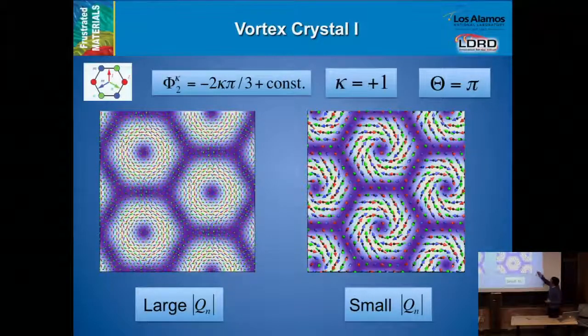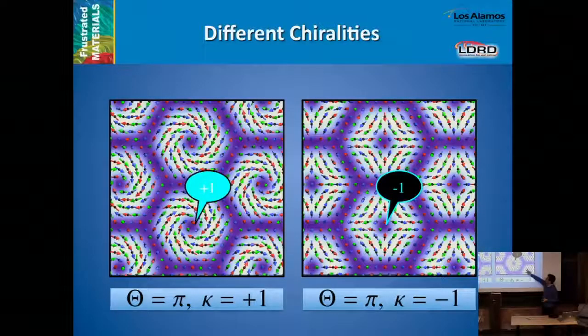This is a solution where this variable theta, remember, the antisymmetric combination of the phases, is equal to pi, and the chirality is positive. By chirality, I mean the sign of the cross product between two spins when, let's say, I circulate clockwise around the core. Of course, because the Hamiltonian does not break any chiral symmetry, there are solutions of this type where the chirality is negative. Here, S cross S is positive when we circulate clockwise. Here, S cross S is negative when we circulate clockwise.